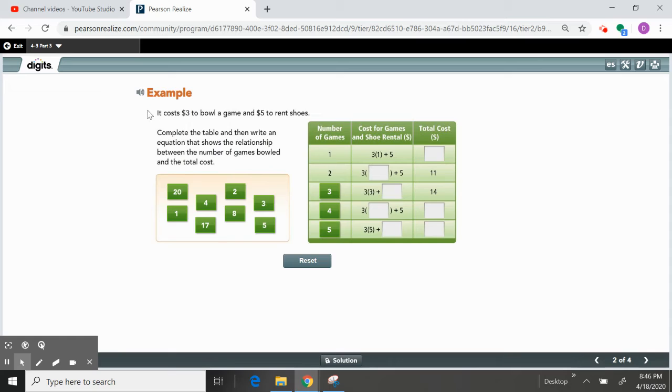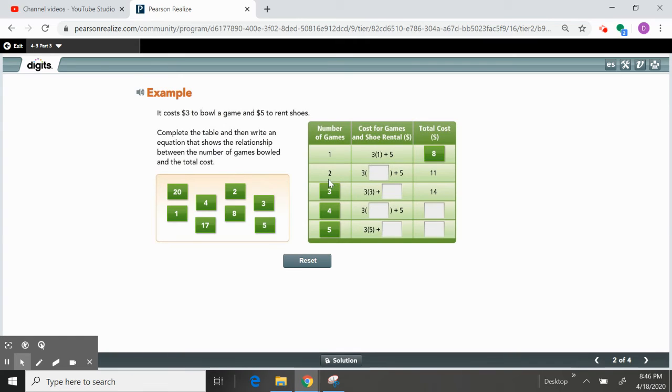1 game. Okay, so if it costs $3 to bowl a game and $5 to rent shoes, it's only going to cost me $5 once, but the number of games I play might be different. So if I play just 1 game, $3 per game, 3 times 1 plus $5 for the shoes. What's 3 times 1? That's 3. 3 plus 5 is 8. So if I went and played just 1 game, it would cost me a total of $8, because $3 for 1 game plus $5 for the shoes.